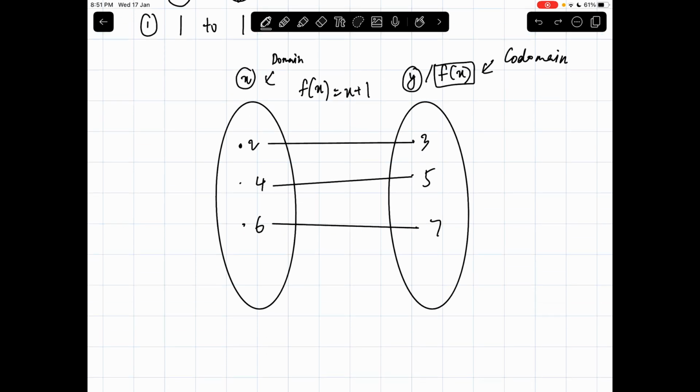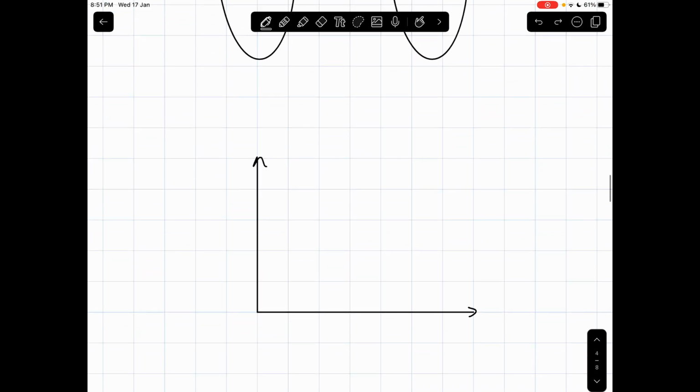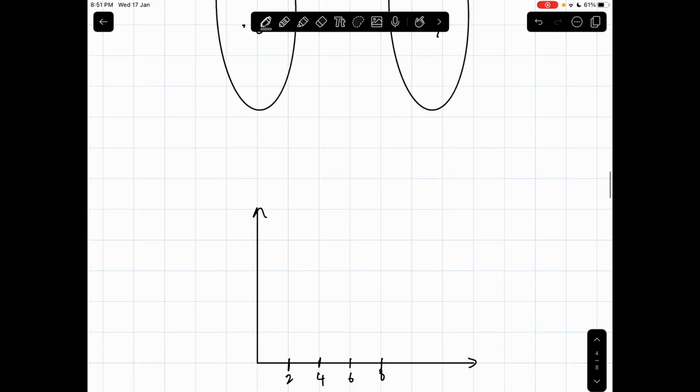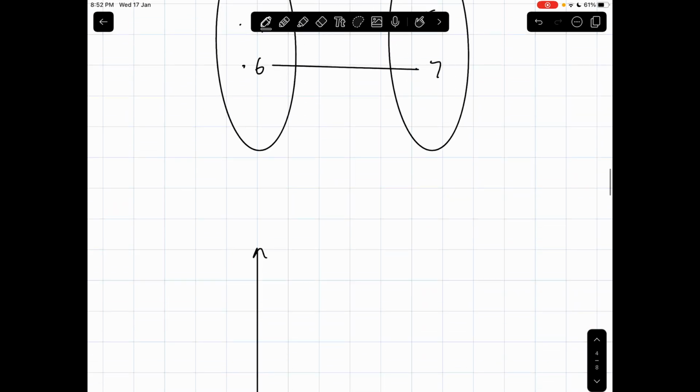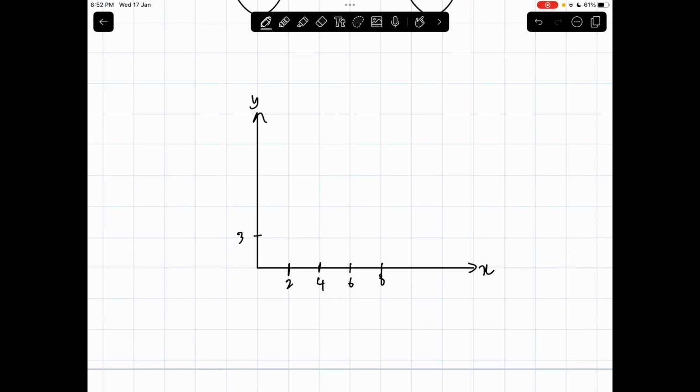With this knowledge, we can start to plot it in a graph for better understanding. So let's take this as 2, 4, and 6, and 8, and so on. And then we can have the y-axis represented with the numbers 3, 5, and 7. This is just a rough sketch. These are not accurate.